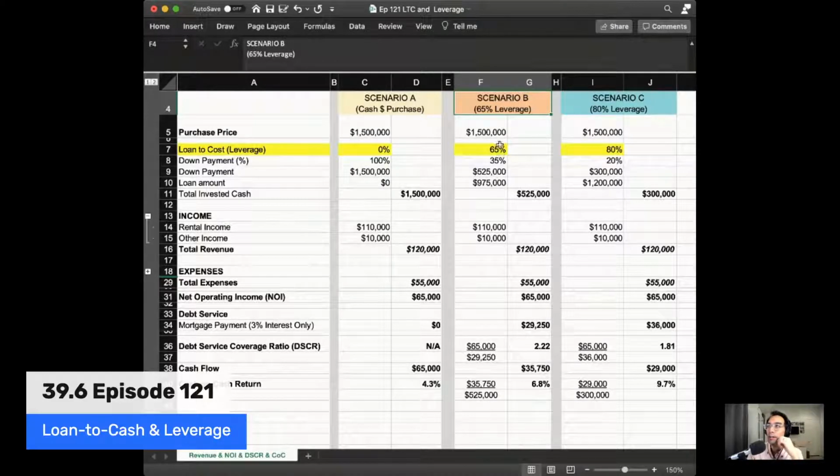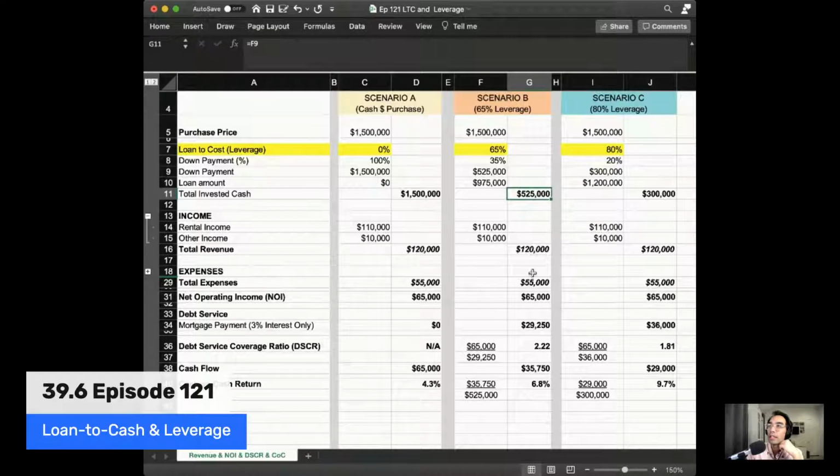So in this situation, scenario B, which would be like moderate leverage, you have 65% leverage, which means the loan amount over the cost of the property is 65%. That would be a down payment of 35% because it's 100% minus 65%. Your down payment here would be $525,000 and the loan amount would be $975,000. So your loan to cost, $975,000 over $1.5 million, is 65%. Your total invested cash is your down payment, $525,000.